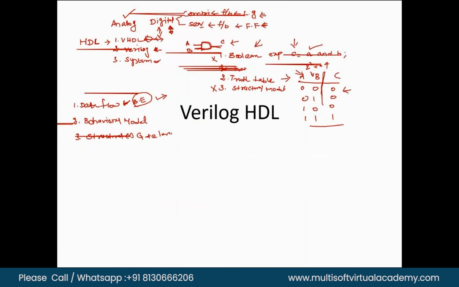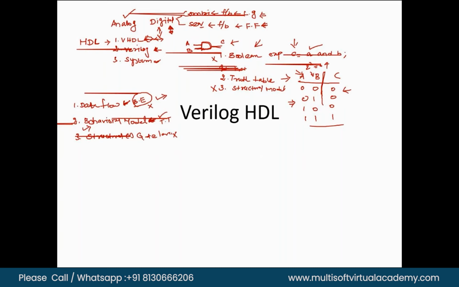So the second one is using my truth table. I will have the truth table to represent my digital circuits. Using the truth table, I can write a Verilog code. For writing Verilog code using a truth table, the model is called the behavioral model. So I don't know the Boolean expression of my digital circuit or the logic structure. Even then I can write a Verilog code using this behavioral modeling, only with the help of the truth table.